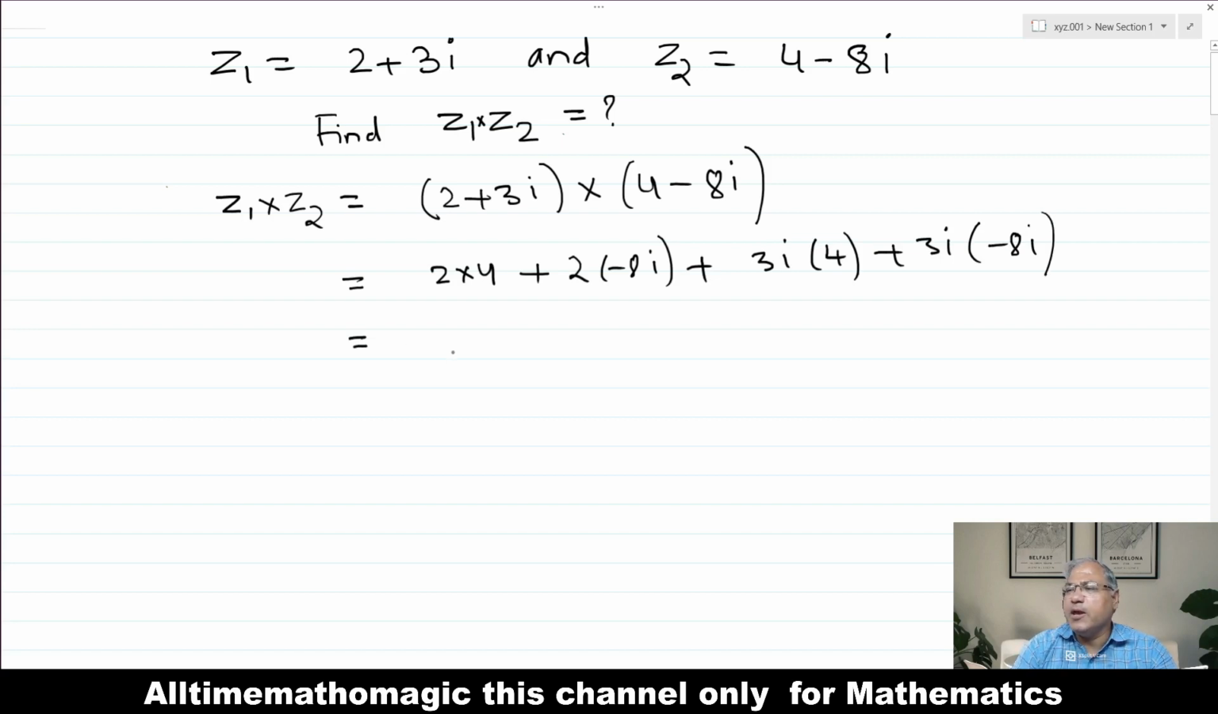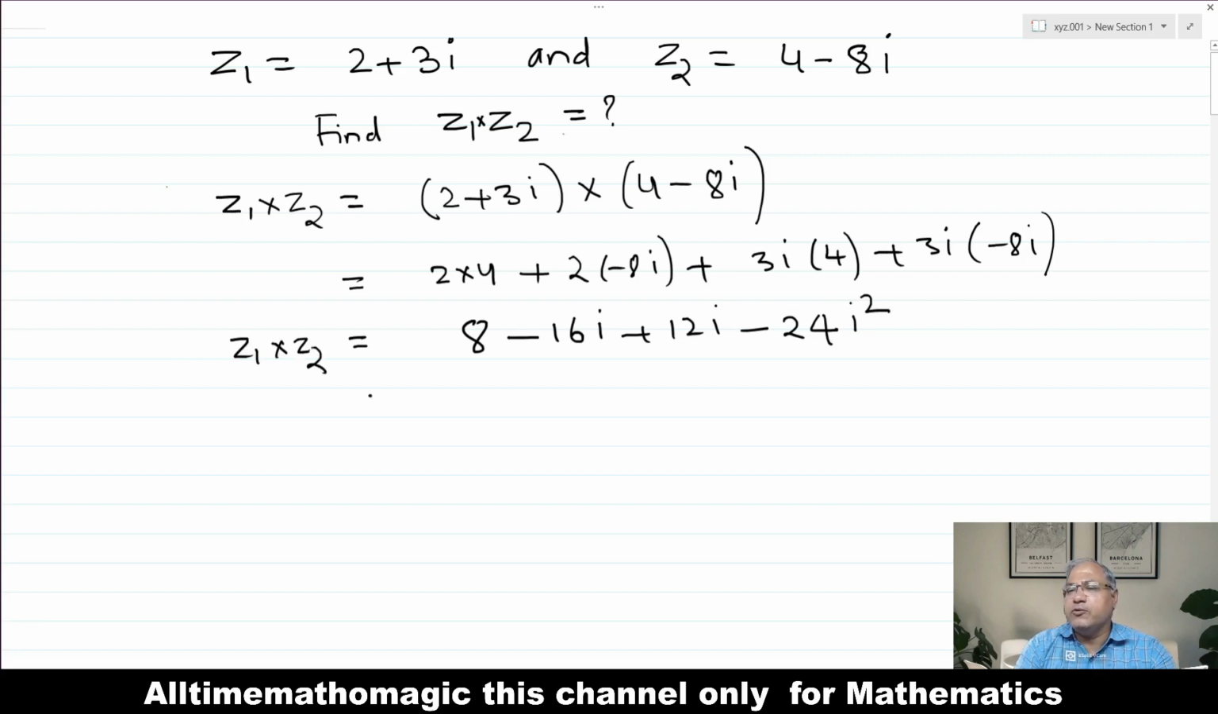We can directly multiply. To make you understand, I have written it here. You can even directly write 8, you can write minus 16i directly, you can directly write 12i, and you can write directly minus 24i square. This way also you can write. Just to make you understand, I have written that step.